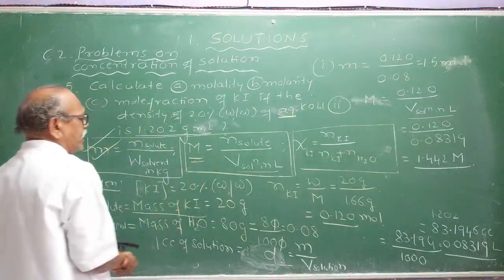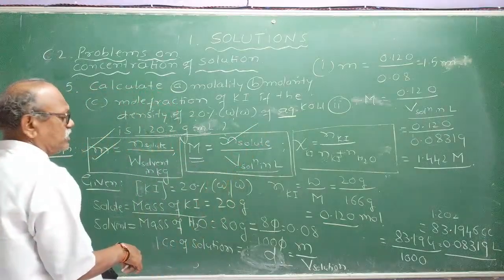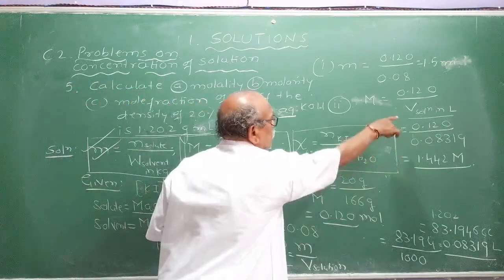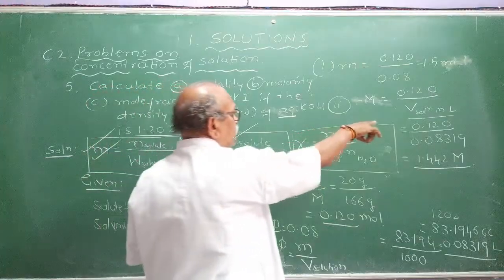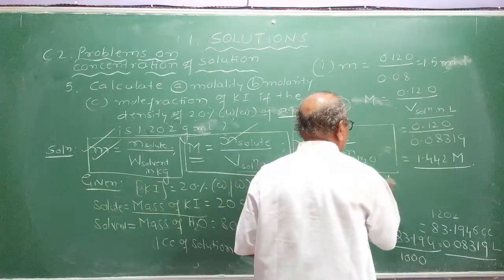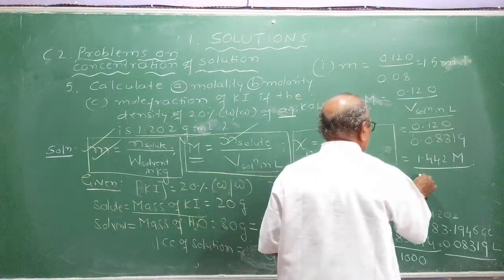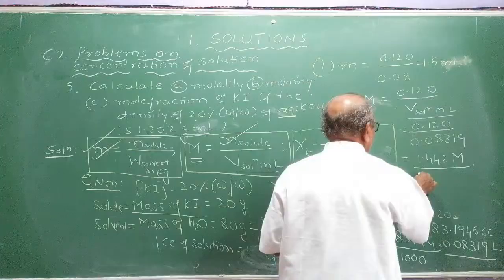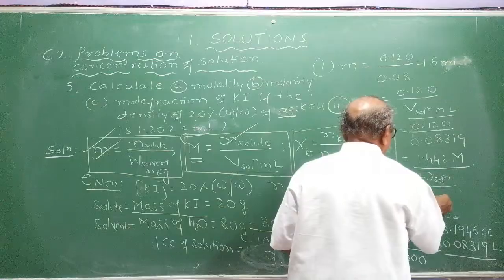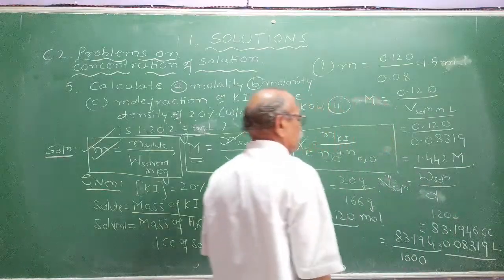So to get the molarity, you need the number of moles of the solute. What is the number of moles of the potassium iodide we calculated? It is 0.120 mole. You write it in the numerator. Then you have to find out the volume of the solution in liter. When density is given, density is mass divided by volume. Then the volume of the solution will be equal to the mass of the solution upon the density of the solution.